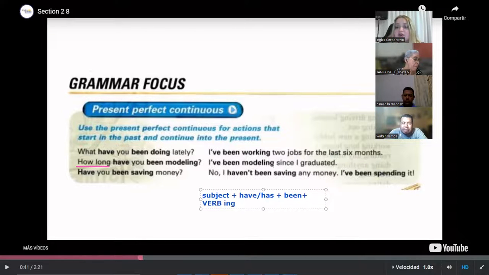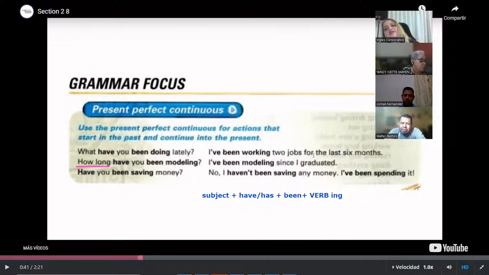Exactly. So if you notice, this is easier than present perfect. Because in the present perfect, you have to use irregular verbs. And in this case, you don't need irregular verbs, only the auxiliary, been, and then the verb in ing. It's easier, right? A question, teacher?